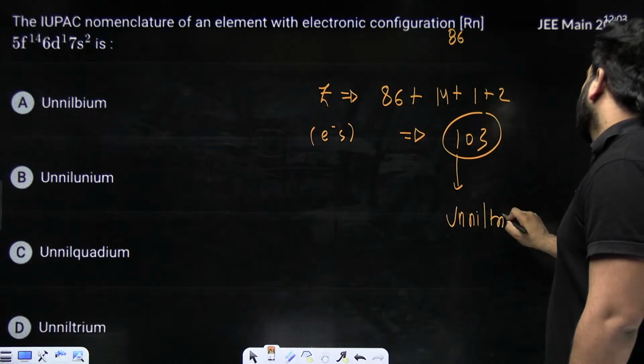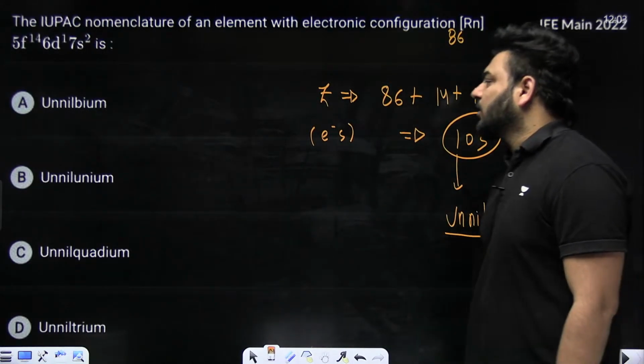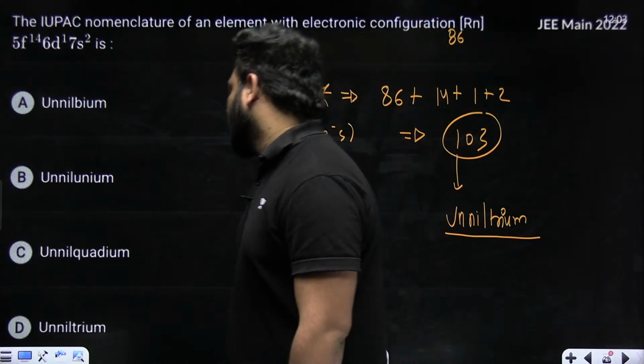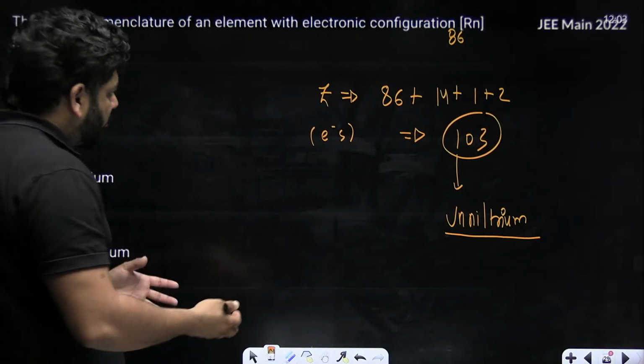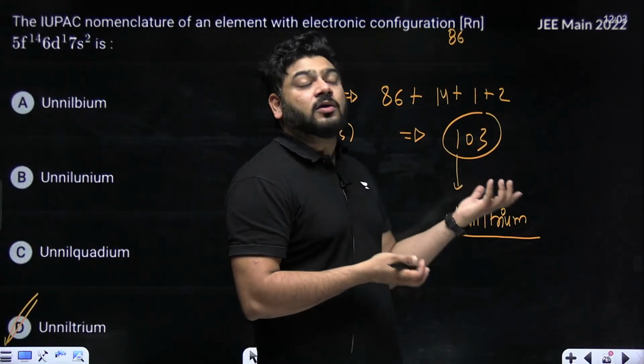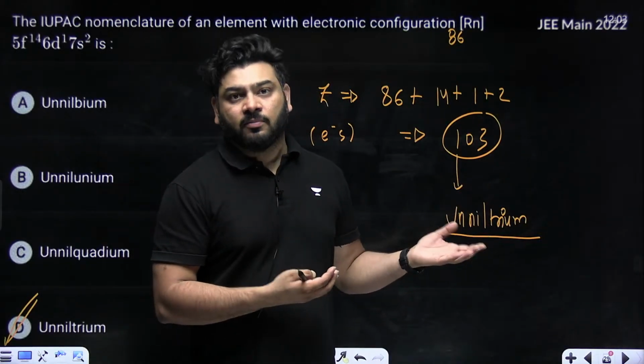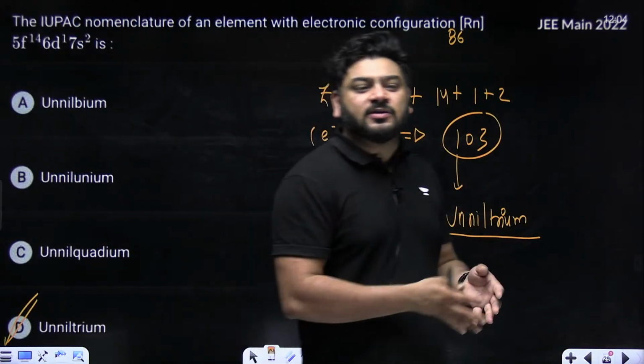Unniltrium. Unniltrium is the correct answer. Unniltrium is the D option. See, there could be several ways you can also apply your mind. You can even identify which element we are talking about. But still, I found it the easiest method to calculate it out.